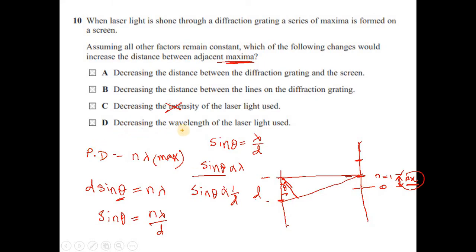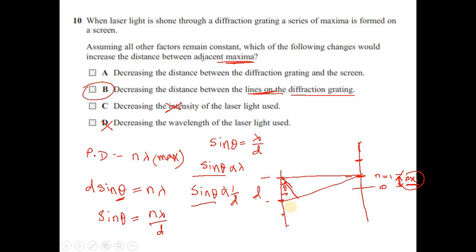So option D, decreasing the wavelength of the light. Of course we cannot have D, but sine theta is inversely proportional to lambda. So if you decrease the distance between the two lines, the value of sine theta is going to increase because of increase in theta. So decreasing the distance between the lines of the diffraction grating is your option.